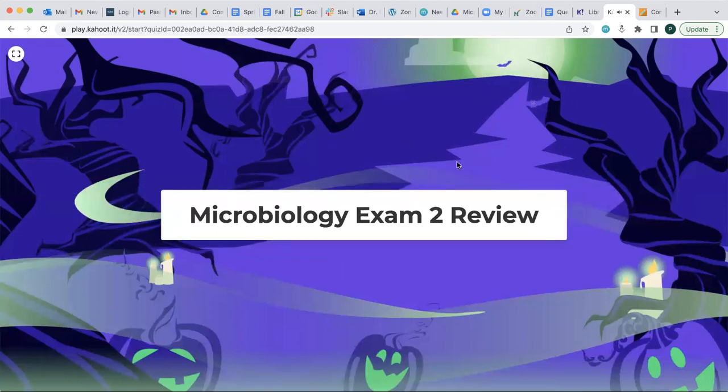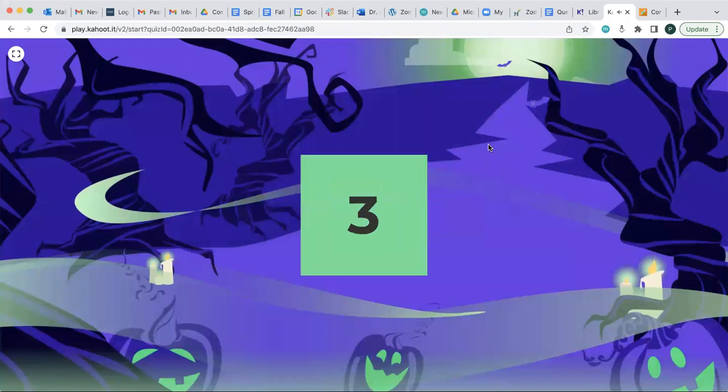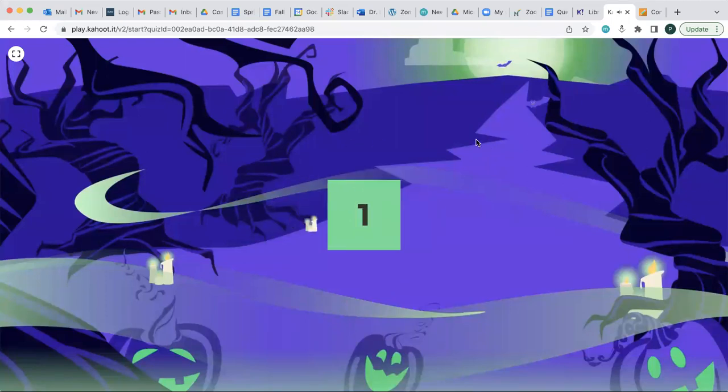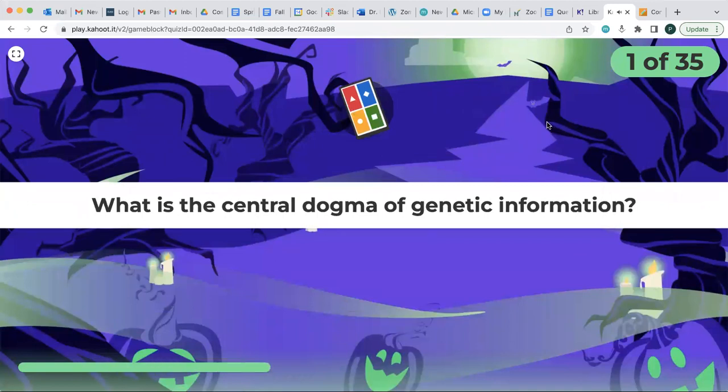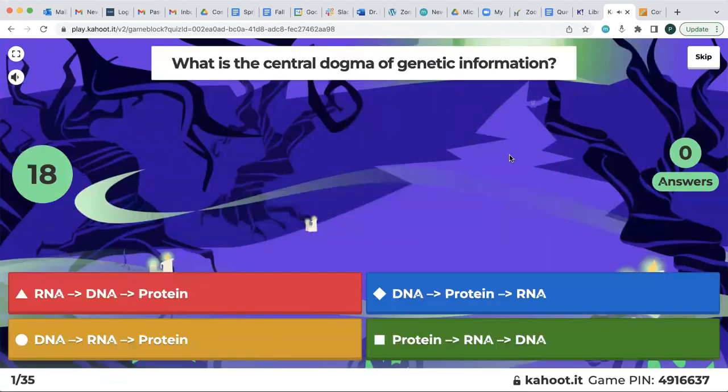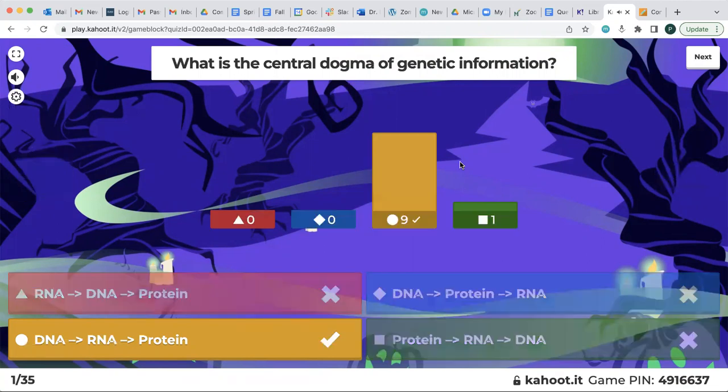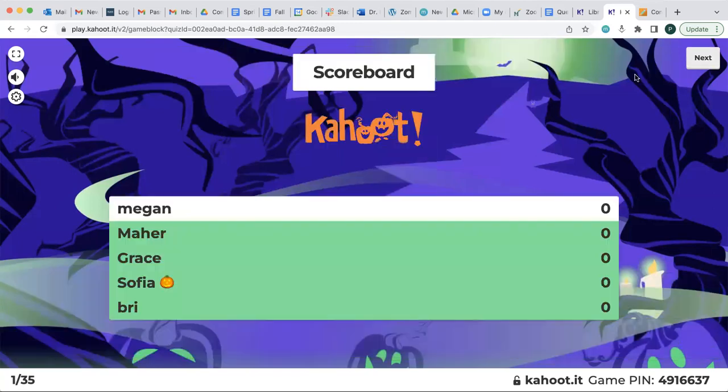All right, and this has questions kind of guided by the study guide that Dr. Kokesh gave you guys, and also some questions just from the material in general. All right, what is the central dogma of genetic information? Yes, very, very good. It is DNA to RNA to protein. So yeah, make sure you're reading the question. That is a fairly easy one. It always goes DNA to RNA to protein. It's transcription, translation. Next question.